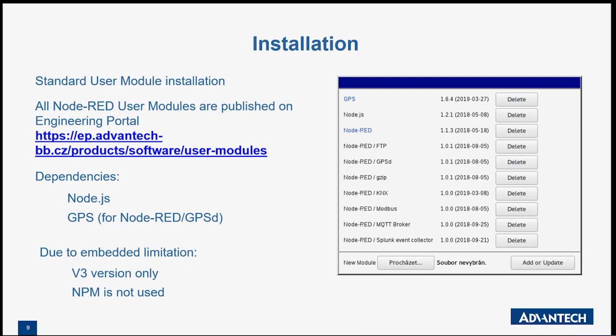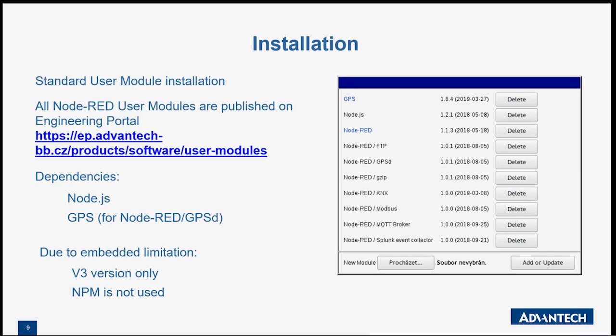And on the screen there, as you can see with some of the dependencies, as I mentioned earlier, Node.js, we have to install that first before we install Node-RED. And an example of some of the other dependencies is the GPS module if we want to use the GPS daemon inside Node-RED.